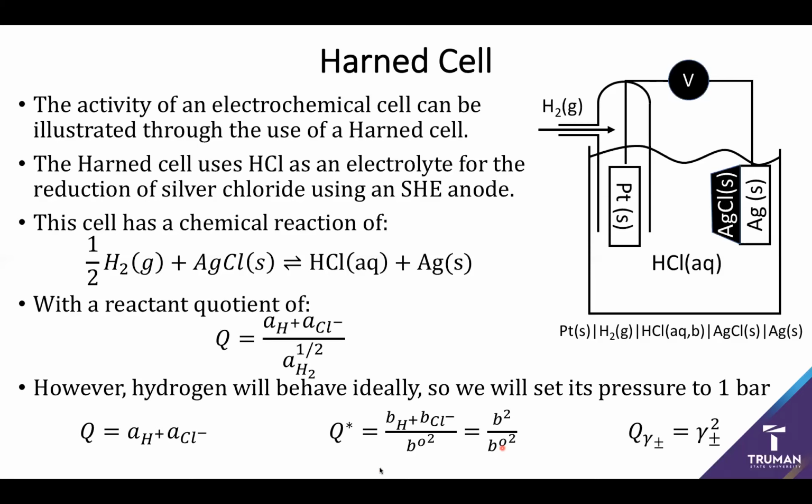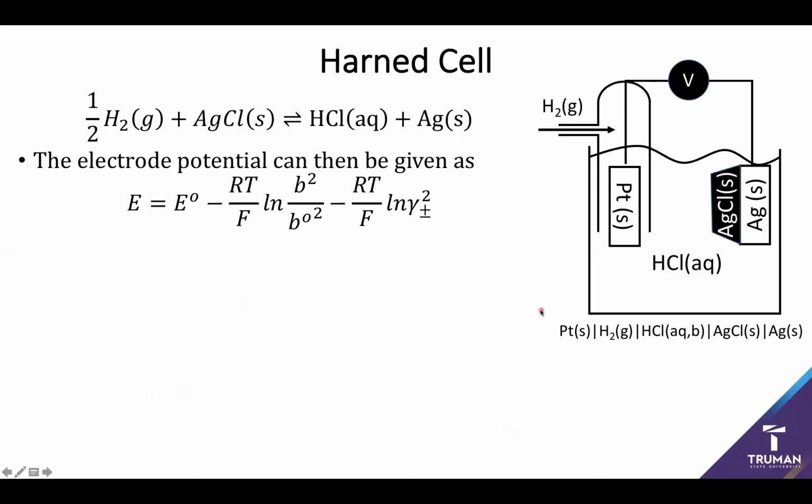However, each of these ions is going to have a mean activity coefficient of HCl. So we are lucky that they're going to share a mean activity coefficient. But since it shows up twice, it means that our reaction quotient of our activity coefficients is going to just be our mean activity coefficient squared. So what I can then do is take advantage of this ideal and non-ideal reaction quotients and throw them into my Nernst equation.